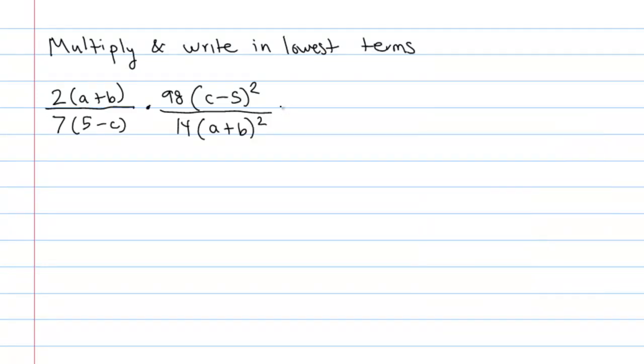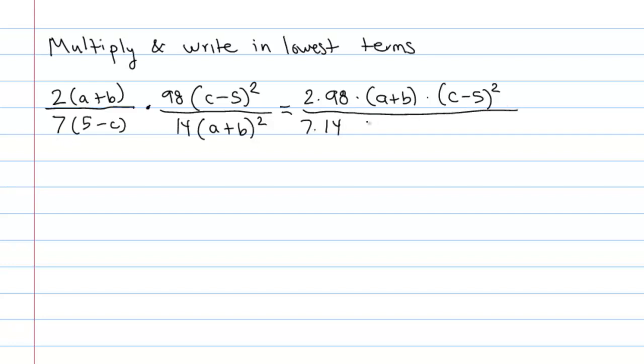So the first step in multiplying fractions is to multiply across the numerators and the denominators. So across the numerators, we're going to have a 2 and a 98 and an a plus b and a c minus 5 squared as factors. Across the denominator, we're going to have a 7 and a 14, a 5 minus c, and an a plus b quantity squared as factors.